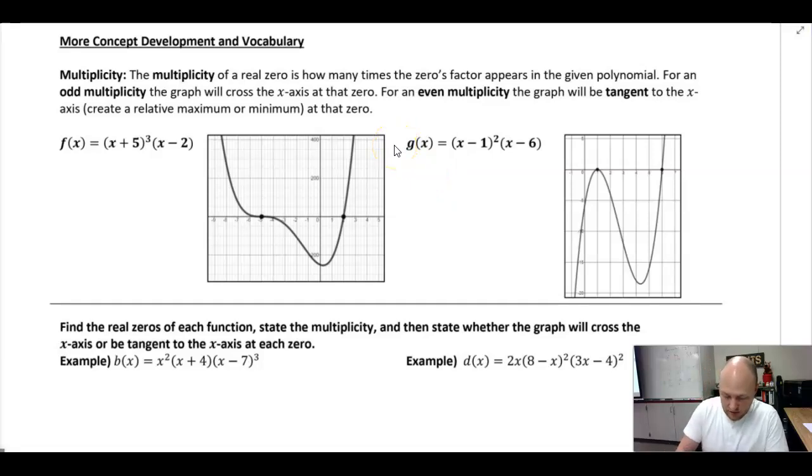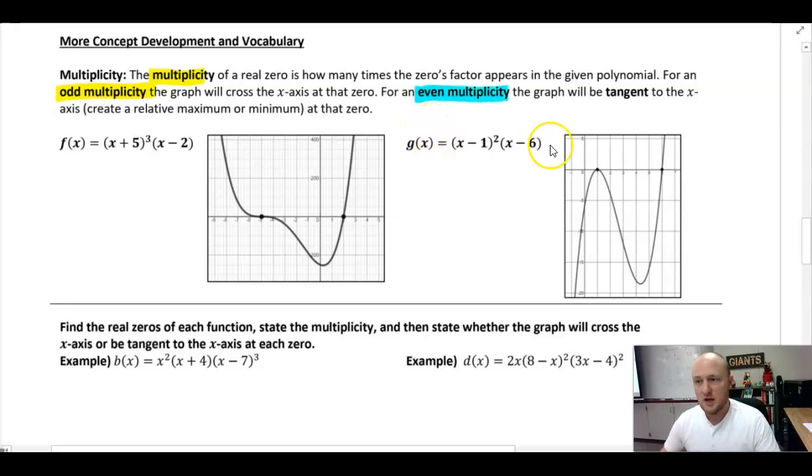Multiplicity of a real zero is how many times the zero's factor appears in the given polynomial function. If we have an odd multiplicity, meaning the zero appears 1, 3, 5, 7, and so on times, then the function will cross through the x-axis. If it's an even multiplicity, meaning it appears 2 times, 4 times, and so on, the graph will be tangent to the x-axis. As the function approaches the x-axis, it will bounce off at that zero. So just a couple of examples here.